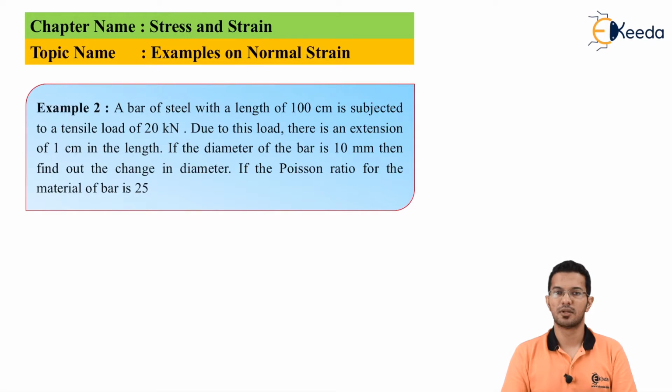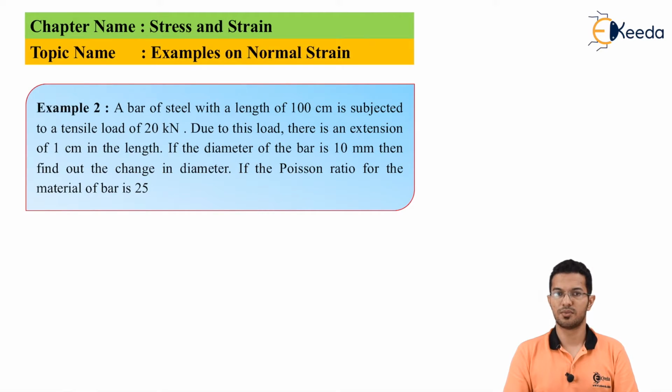In the second example, we have a bar of steel with a length of 100 centimeters, which is subjected to a tensile load of 20 kilonewton. Due to this load, there is an extension of 0.1 centimeter in the length. If the diameter of the bar is 10 millimeter, then find out the change in the diameter, if the Poisson's ratio for the material of the bar is 0.25.